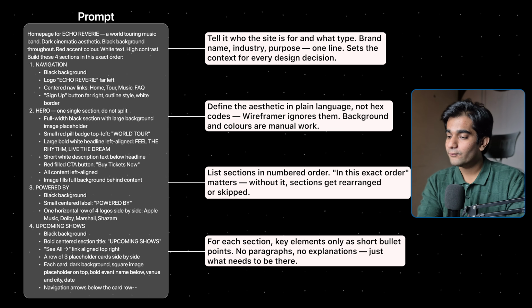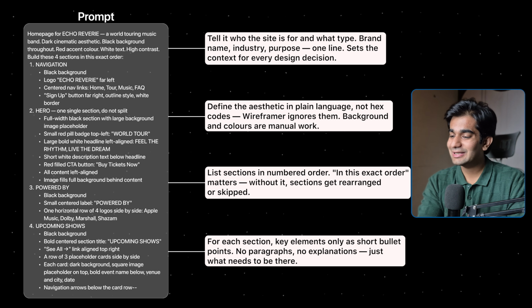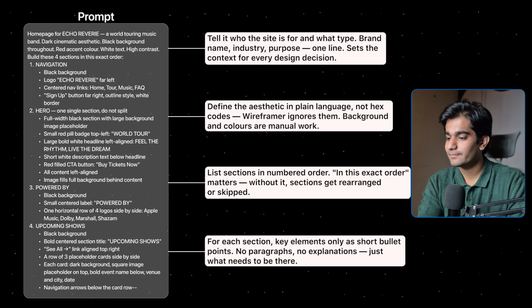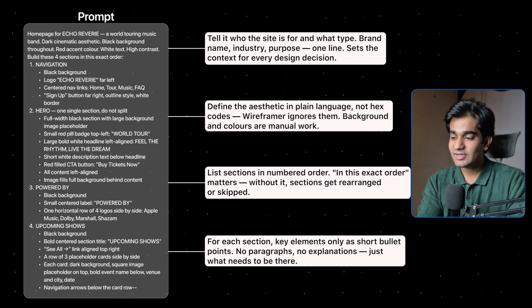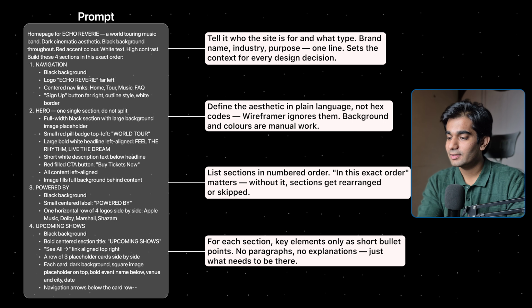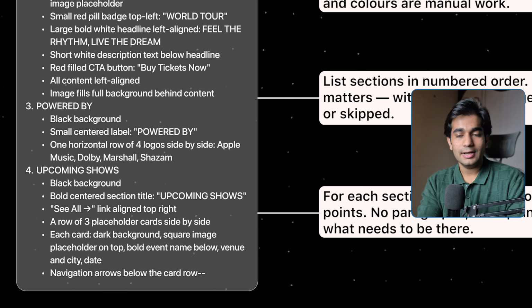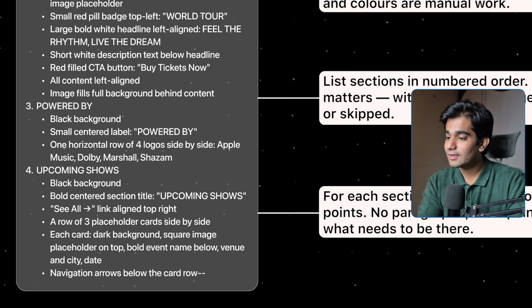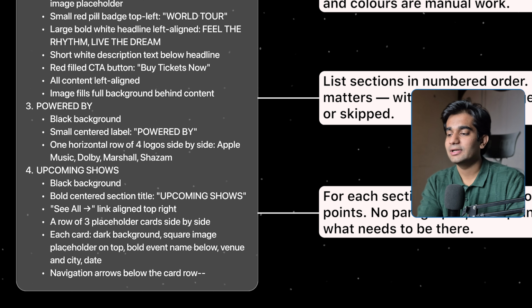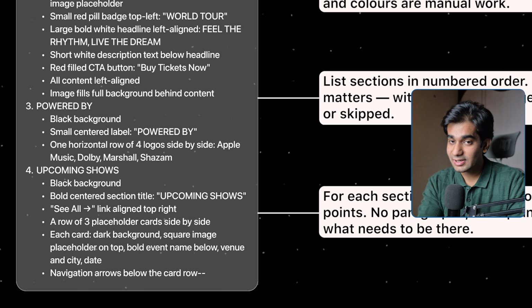And fourth, for each section, describe only the key elements as short bullet points. Don't write paragraphs, don't explain why you want something, just tell it what needs to be there. And for upcoming shows, notice that I've only asked for the structure here. 3 placeholder cards side by side with basic content. No horizontal scroll behavior yet.